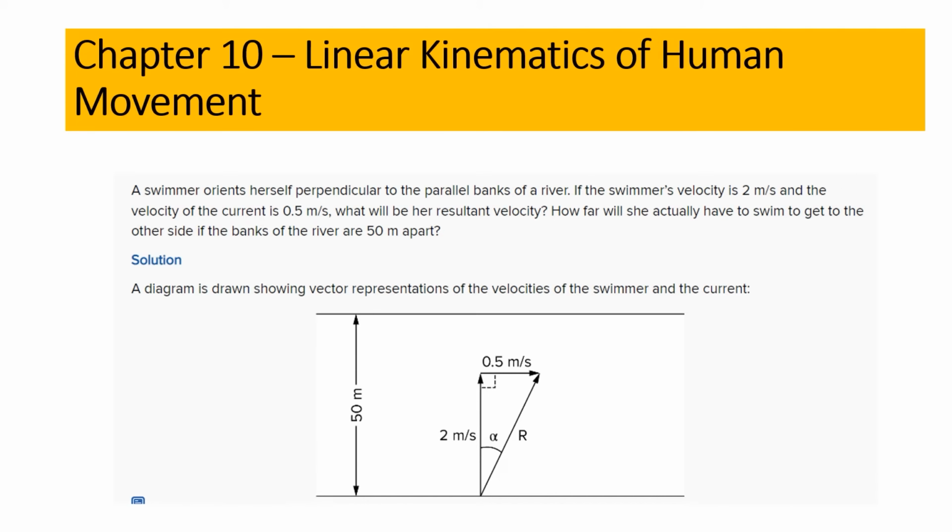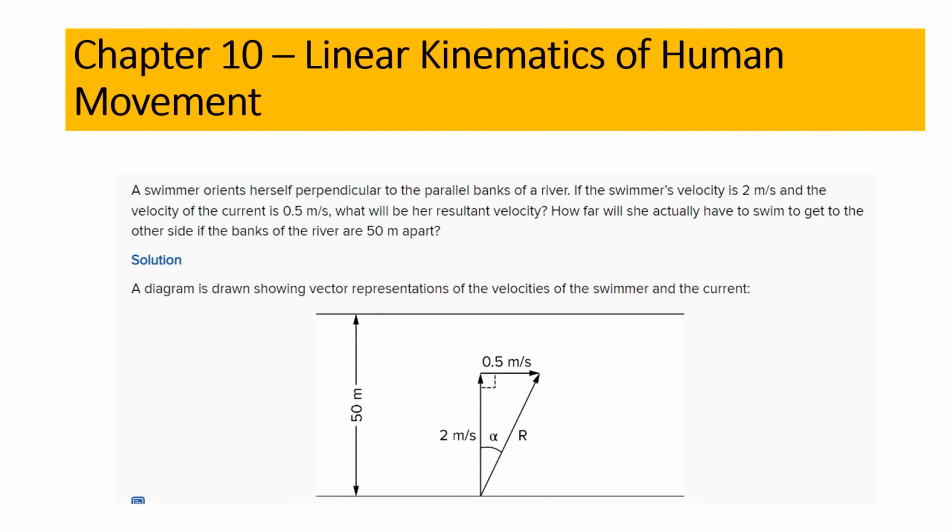We have a swimmer who orients herself perpendicular to the parallel banks. So this is the river. You have bank 1 and bank 2. She's going from this point to that point. If the swimmer's velocity is 2 meters per second and the velocity of the current is 0.5 meters per second, what will be her resultant velocity?